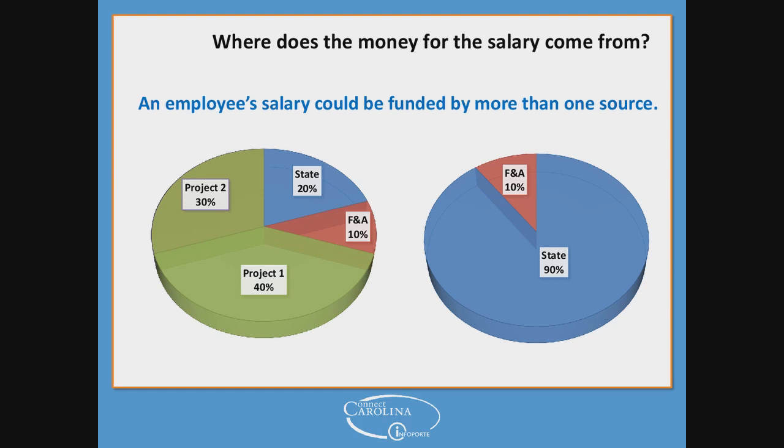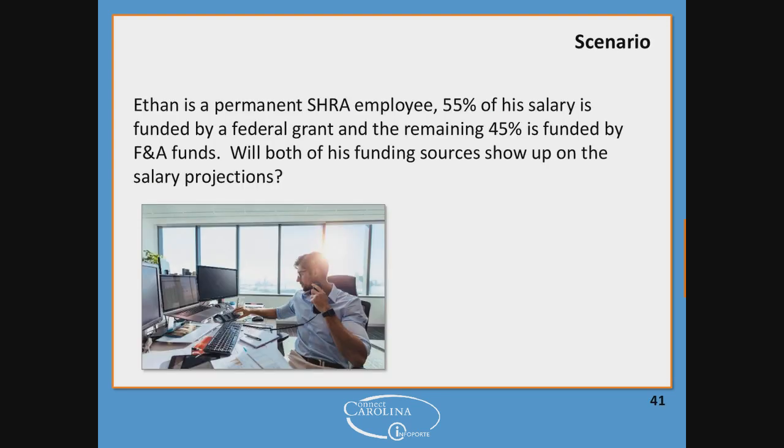Cool. All right, so time for another scenario. Remember that we've covered funding sources, and we've also covered employee groups. So keep that in mind, trying not to make this a trick question. Ethan is a permanent SHRA employee. 55% of his salary is funded by a federal grant, and the remaining 45% is funded by F&A funds. Will both of those funding sources show up on the salary projections? Jackie's going to get the poll loaded for us, so go ahead and choose your answer.